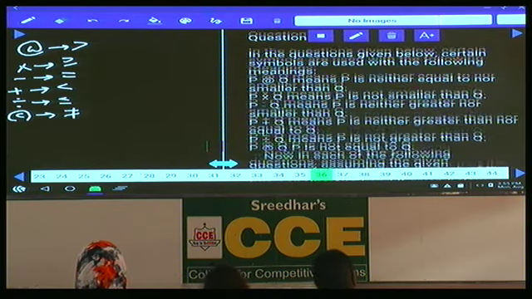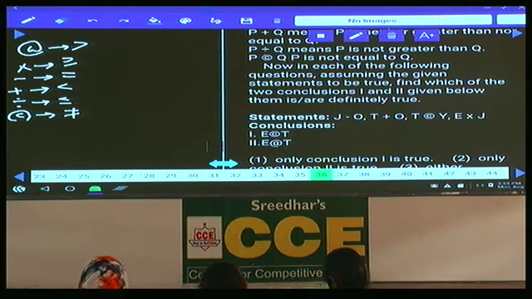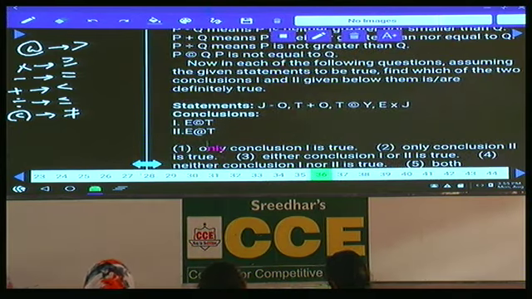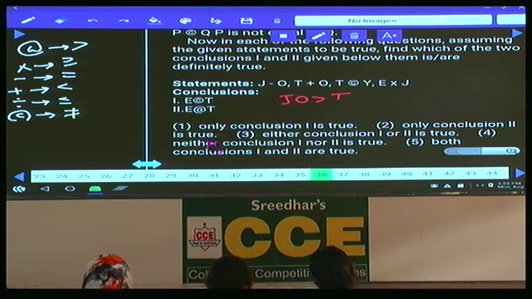Then coming to question number 36. Now J and O. What is the relation between J and O? J minus O means J equals O. And next one, T plus O. Plus stands for T is lesser than O, that means O is greater than T. And T copyright Y means T not equal to Y.